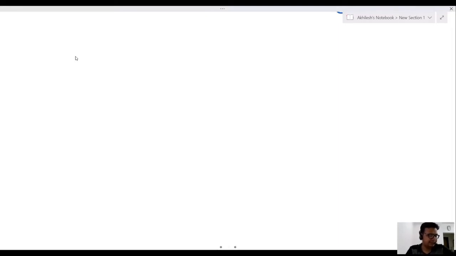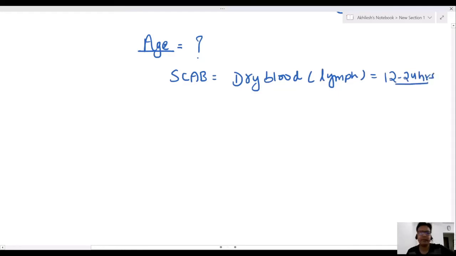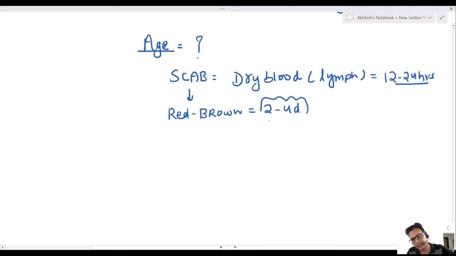Okay. Now, sir, a very, very important topic comes: how to decide the age of abrasion. First comes scab, dry blood or lymph. Dry blood or lymph forms scab. And Doctor Saab, scab of the abrasion forms in 12 to 24 hours. This scab becomes red brown or brown in 2 to 4 days.